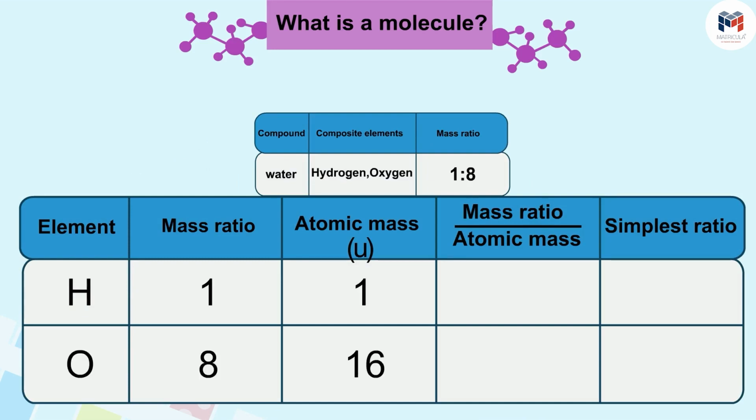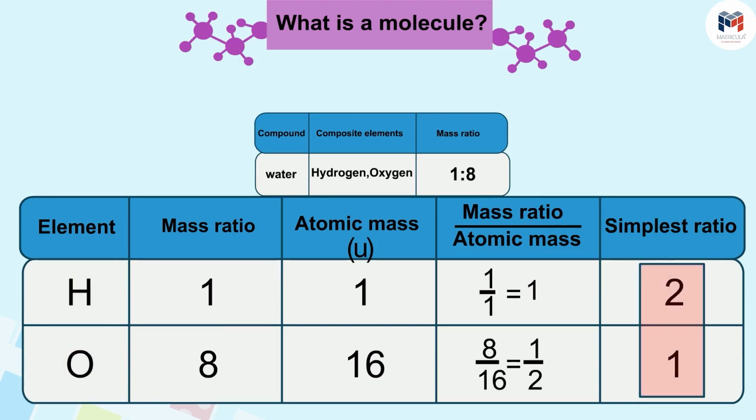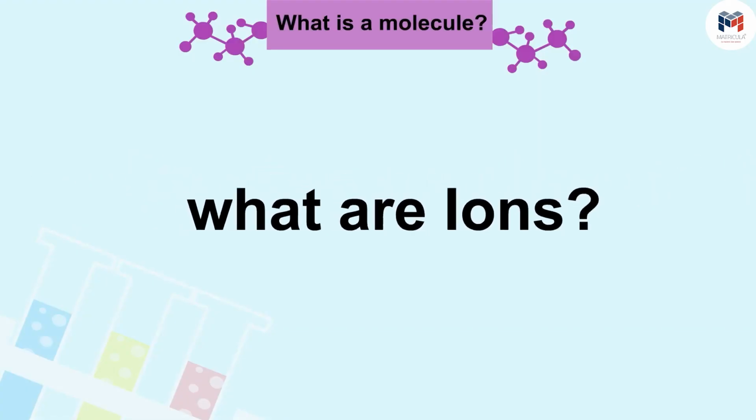Now, just by dividing the mass ratio of hydrogen and oxygen by the mass of their atoms in this way, we can find the ratio of the number of atoms used in the water molecule. H:O, that is 2:1. Let us see what are ions.